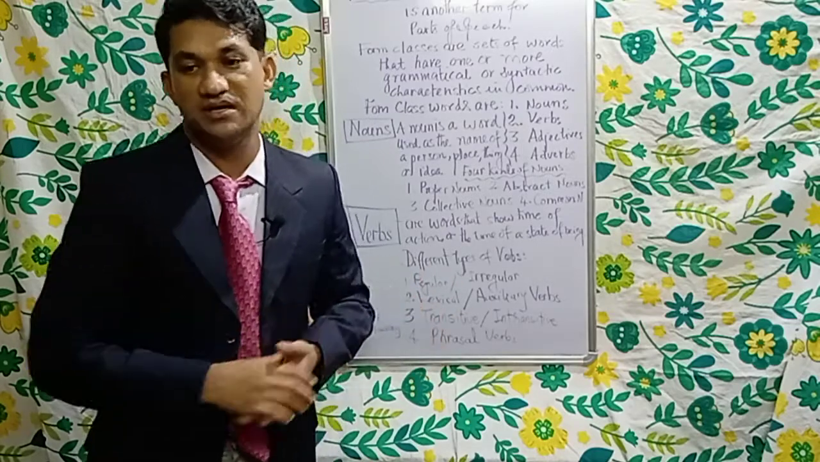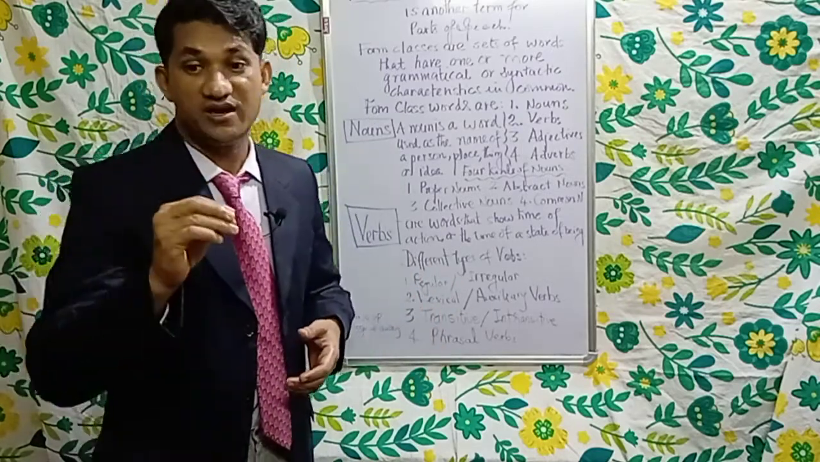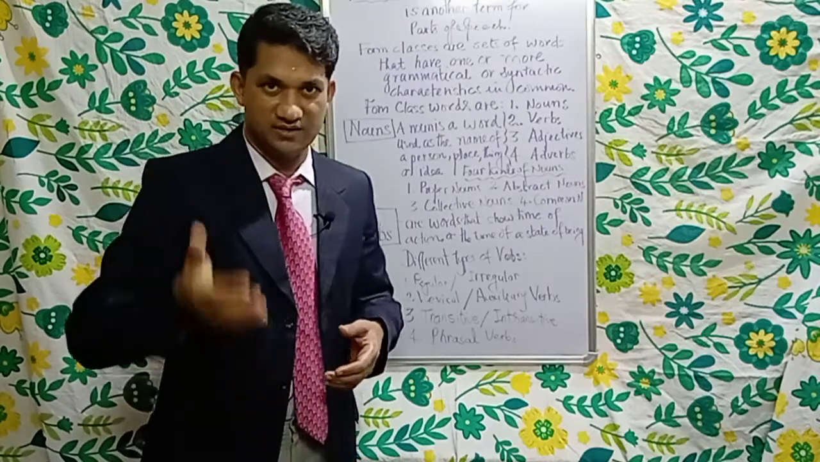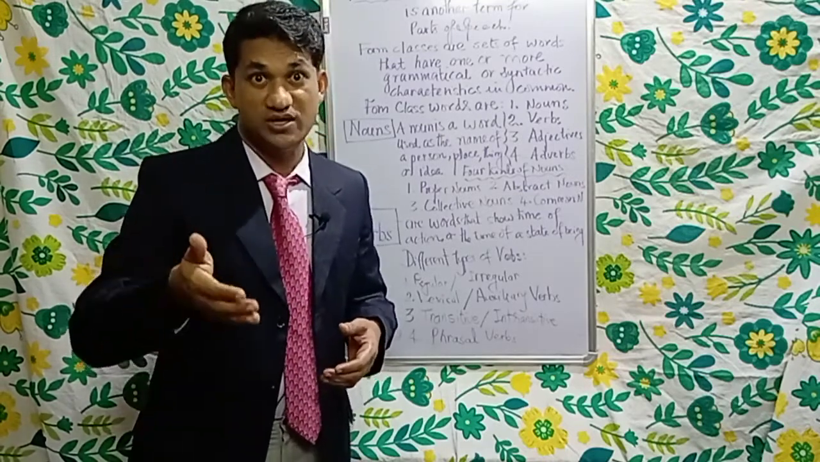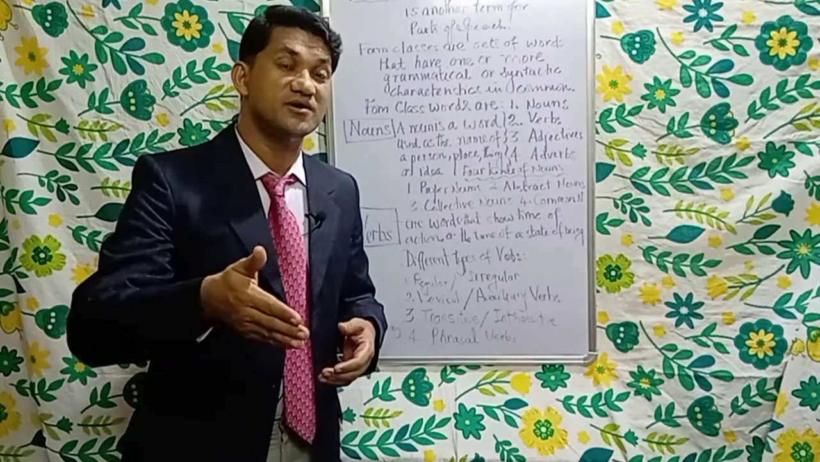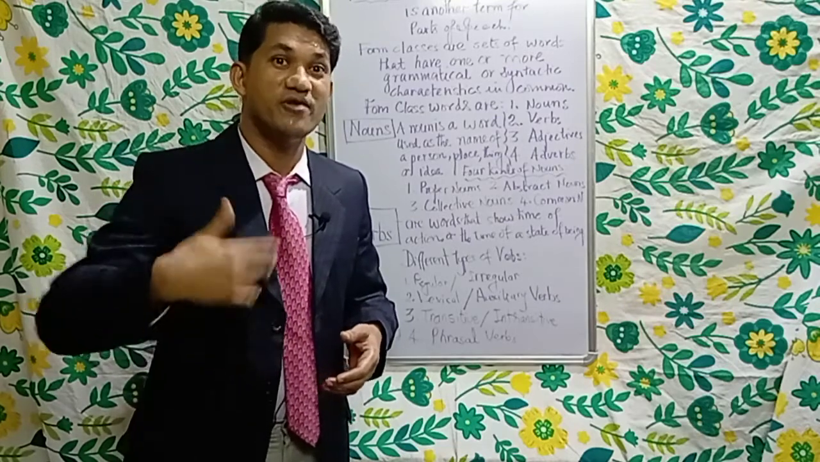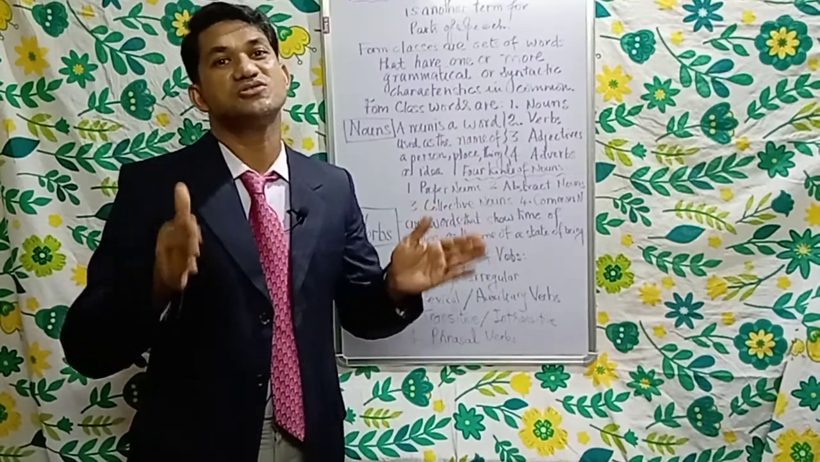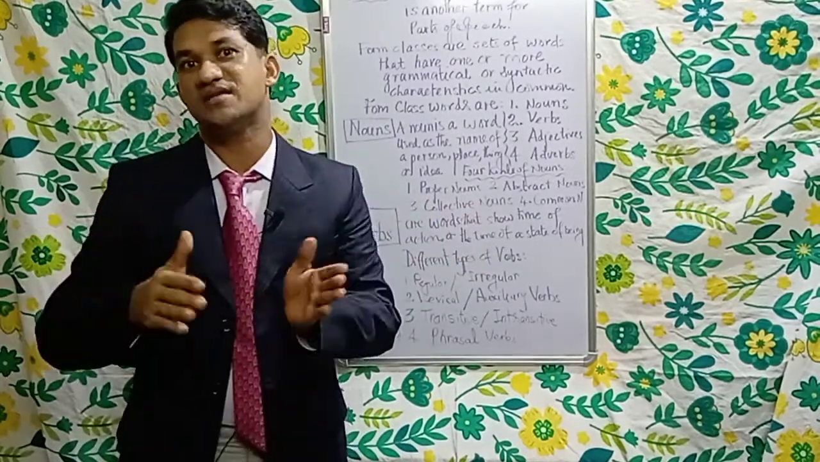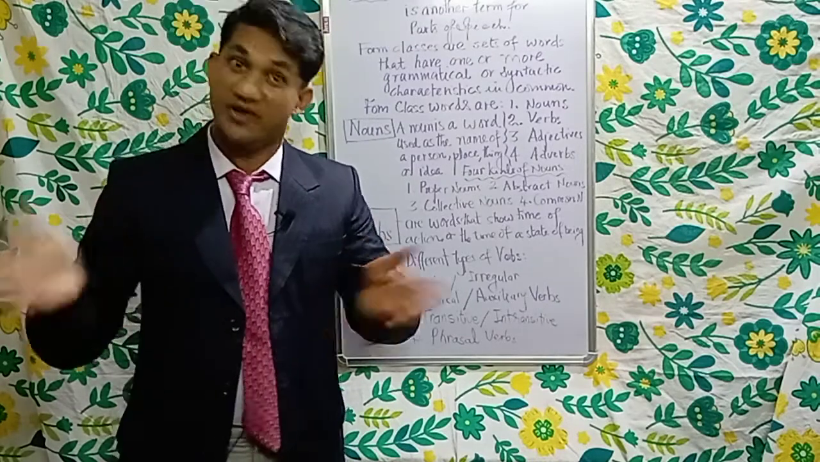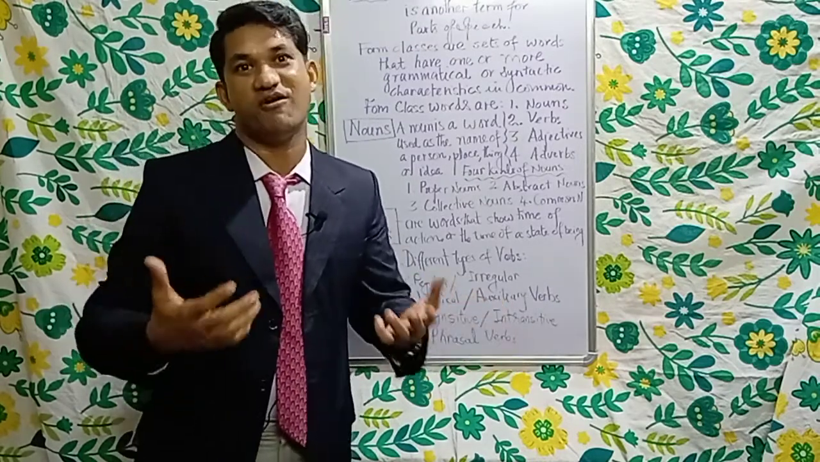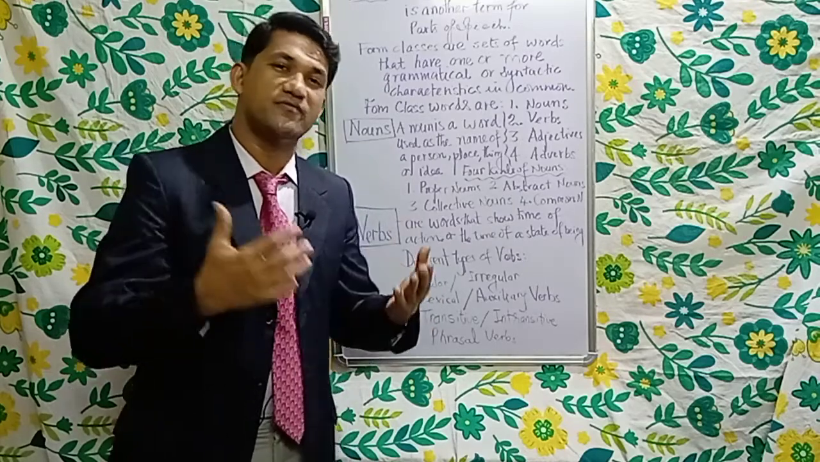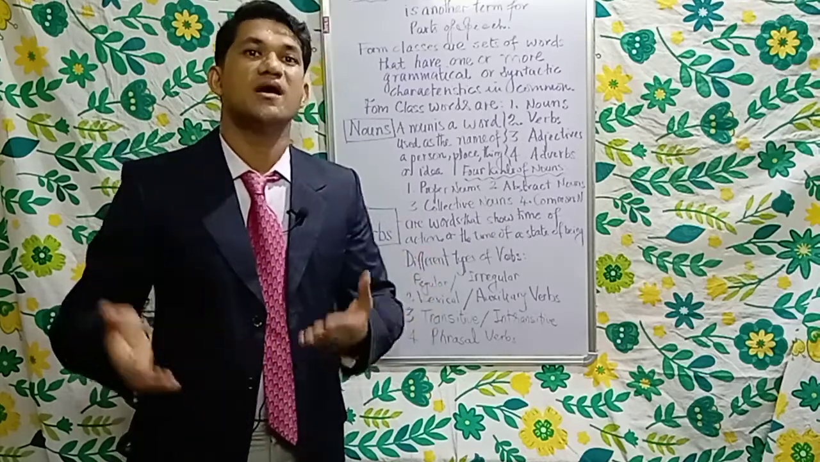Now we have another example. She sang the song very beautifully. Here you have one adverb modifying another adverb. How did she sing? She sang the song beautifully. How beautifully? Very beautifully. Such use of the adverb is an example of adverbs modifying adverbs.